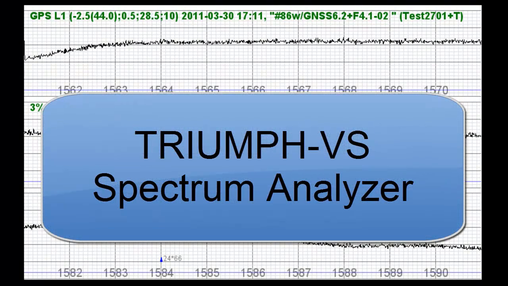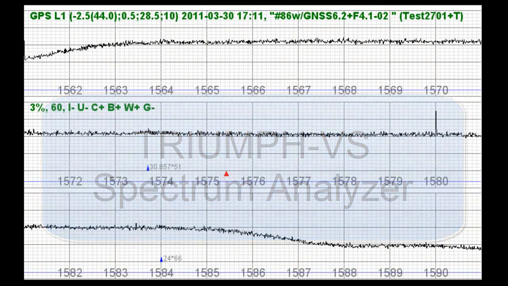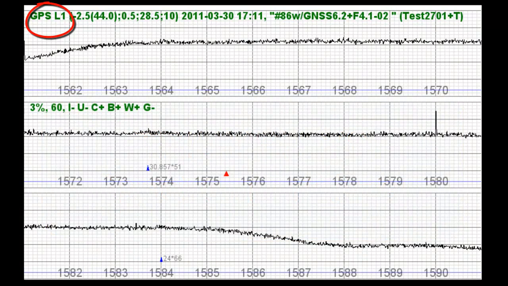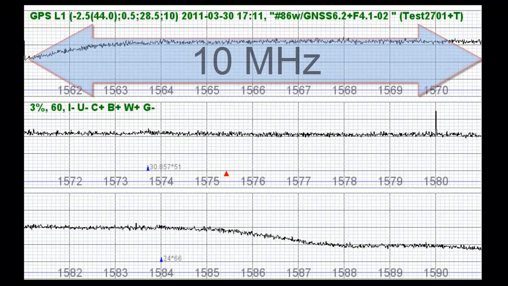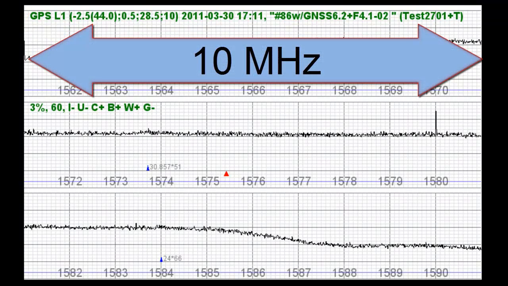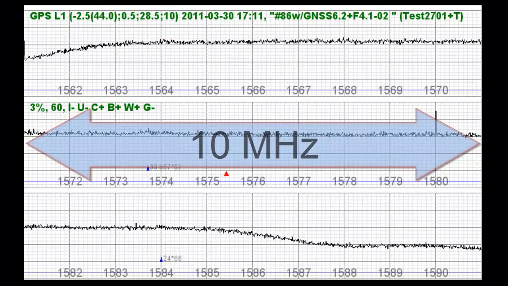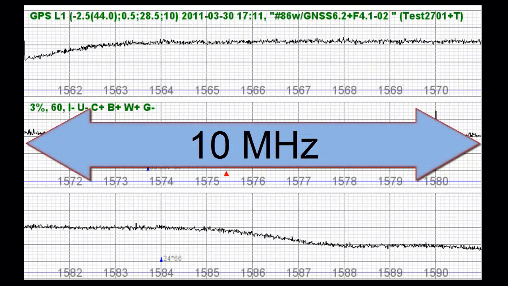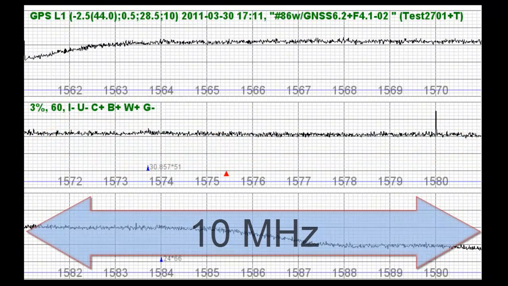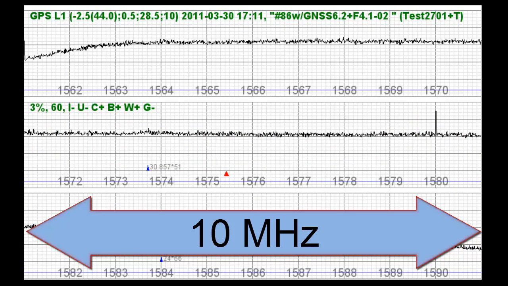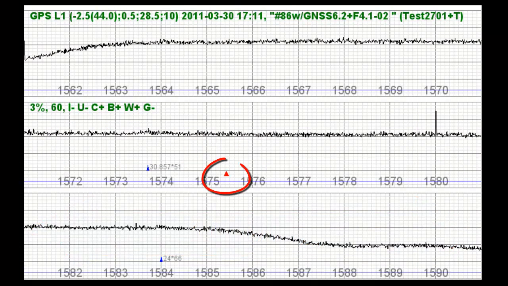In this section, I will show you details of Triumph VS Spectrum Analyzer. This screen of Triumph VS shows the spectrum of GPS L1 band. There are 3 rows here. Each row represents 10 MHz of the band for the total of 30 MHz wide. The center of the band is marked with a red triangle.